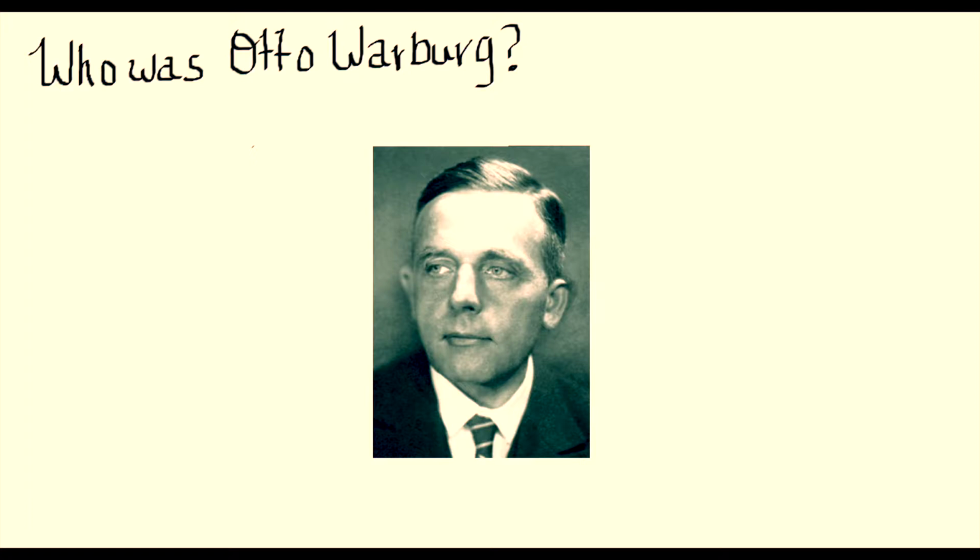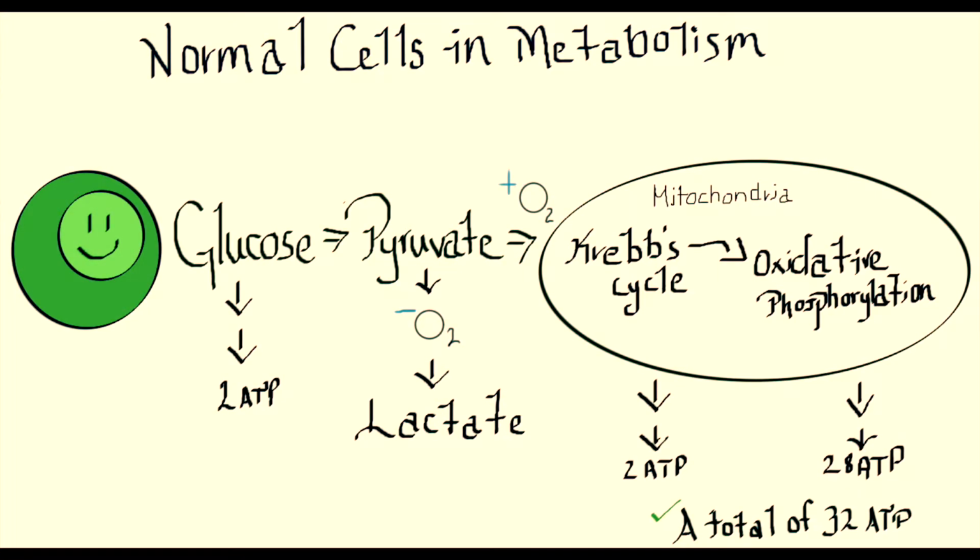Let's first take a look at normal cells in metabolism. Starting from glucose, it creates 2 ATP. Then it moves into pyruvate, and with the presence of oxygen, moves into the mitochondria. Next is the Krebs cycle, creating 2 ATP, and then it passes into oxidative phosphorylation, creating 28 ATP. A process with a total of 32 ATP.